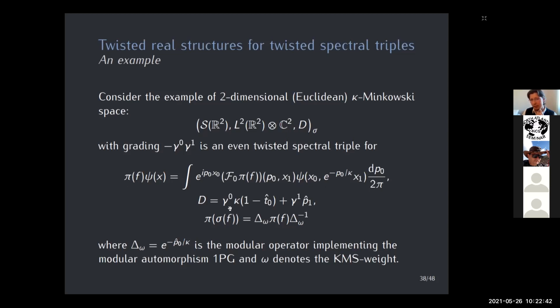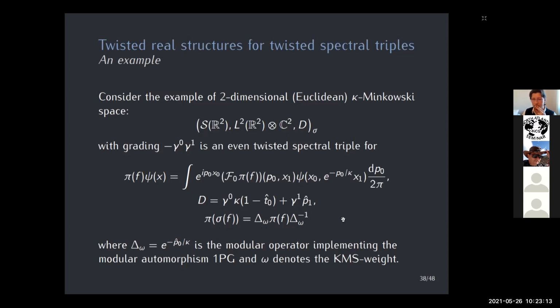The Dirac operator in particular, this kappa here, is the kappa of Kappa-Minkowski. This is our deformation parameter. T here is a generator of translations in the zero direction, and P is the momentum operator in the one direction. These gammas are just the two-dimensional gamma matrices, and the twist is implemented by the modular operator.